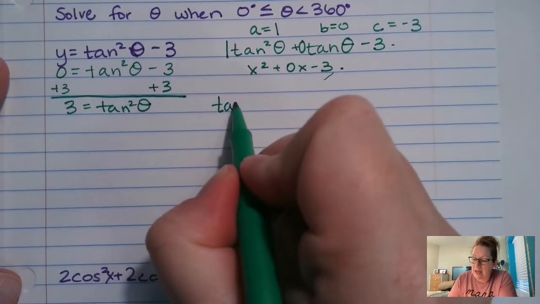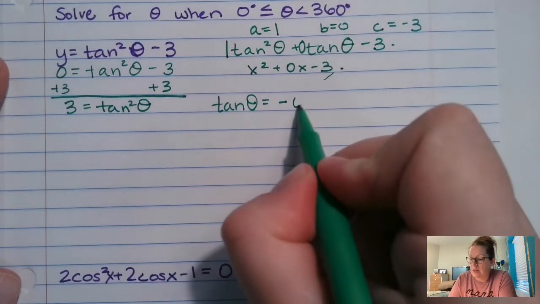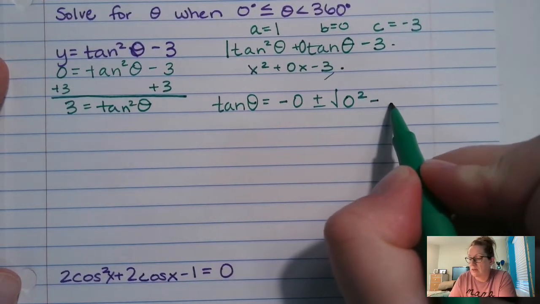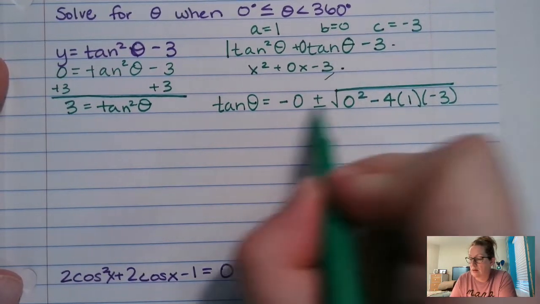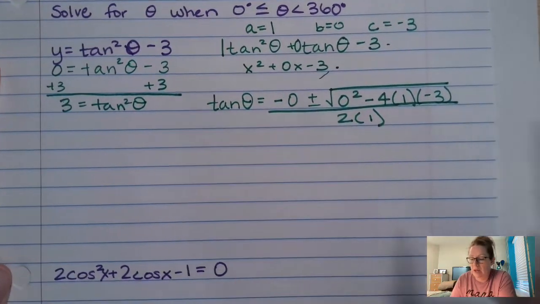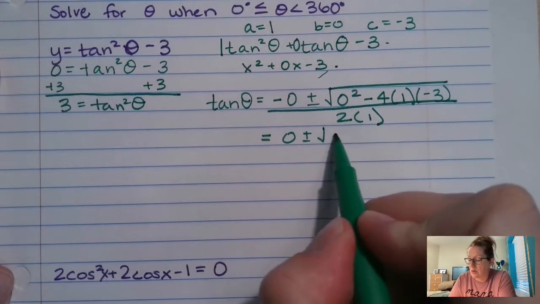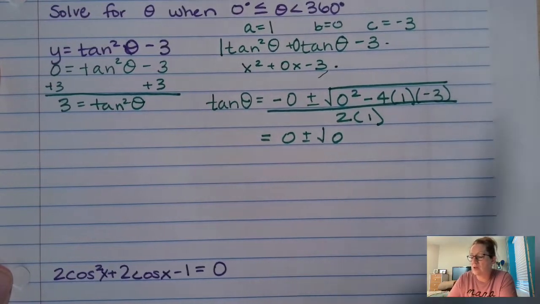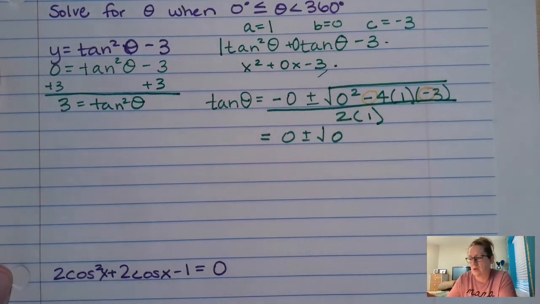So we're going to say tan theta equals negative b plus or minus the square root of b squared minus 4ac all over 2a. Okay, so we get equals 0 plus or minus the square root 0. And then when I do quadratic formula, I like to count the number of negatives just because it's so easy to lose your negatives. So I have 2 negatives, which you could totally see that, can't you?